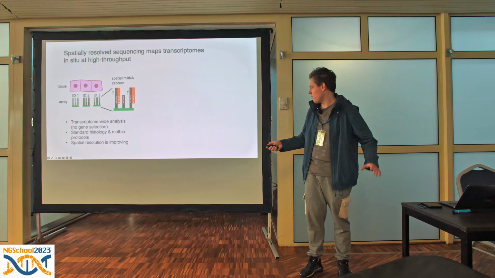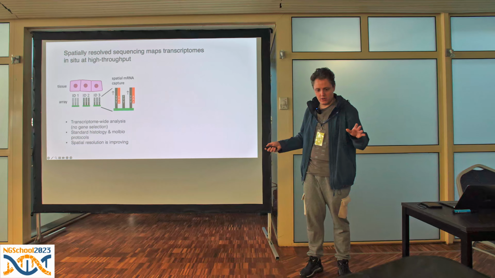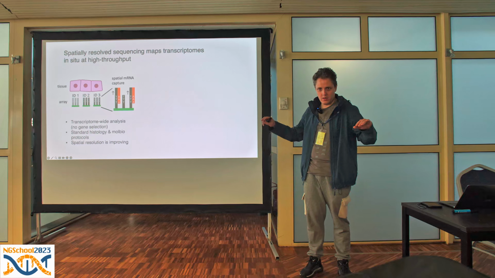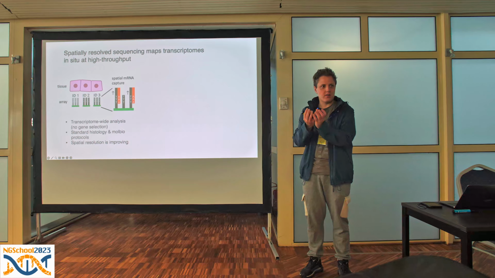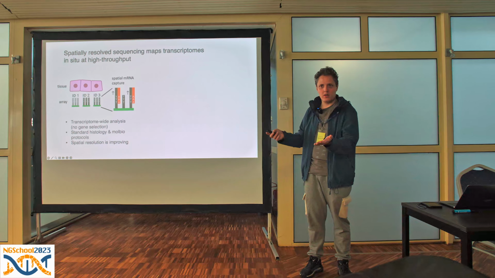So the most widely used technology, 10x Visium, prints oligonucleotides on glass slides. Different positions on the glass slide have different barcodes in the sequence of this oligonucleotide, and these oligonucleotides are anchored to the position. Then on top of that glass slide, you just directly put the tissue.